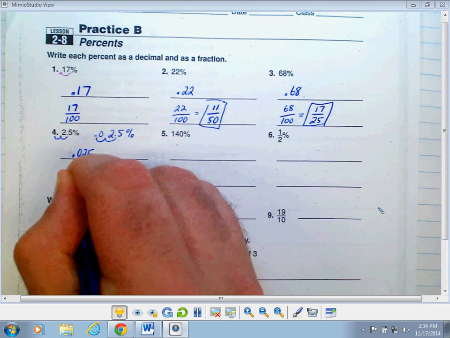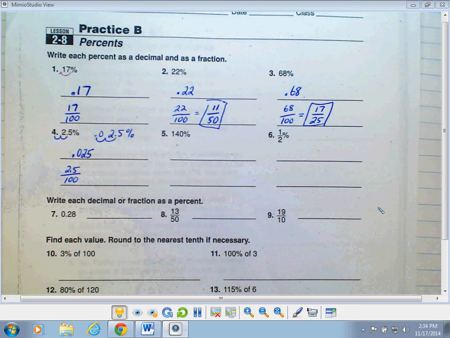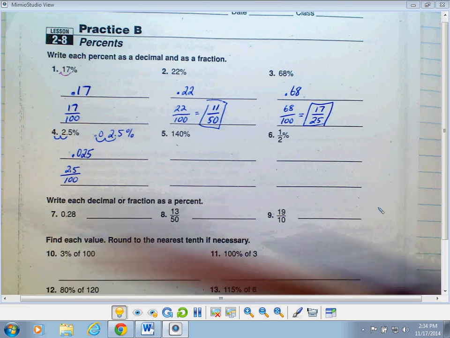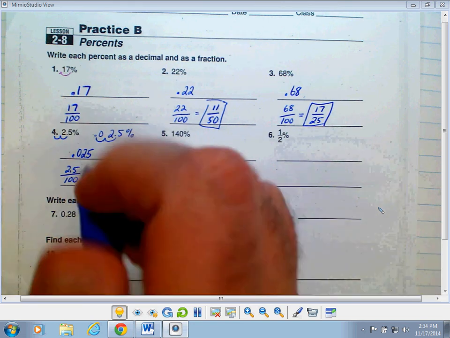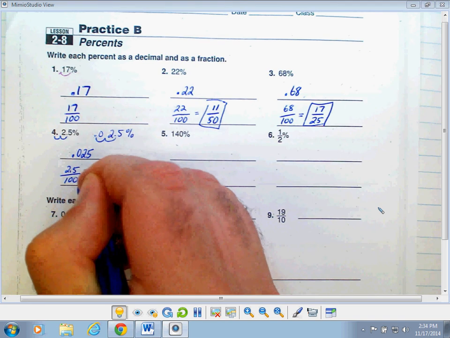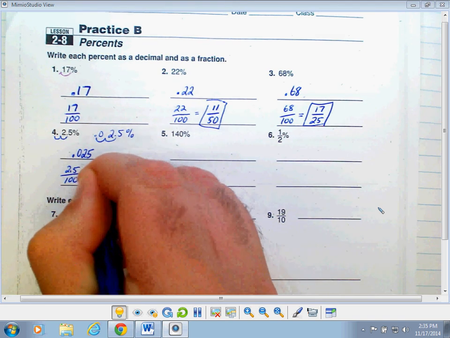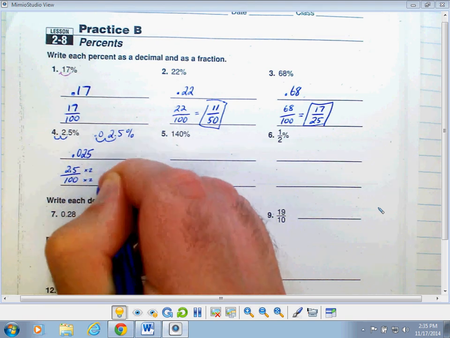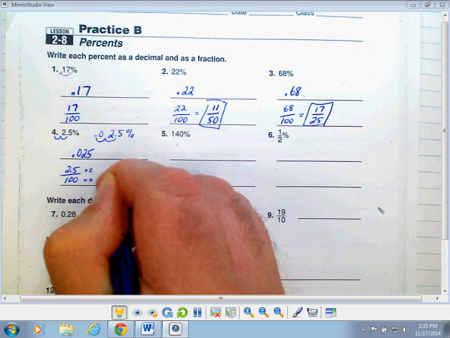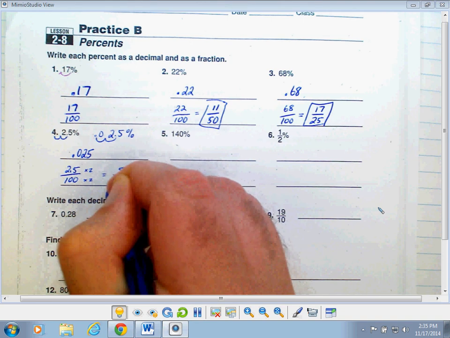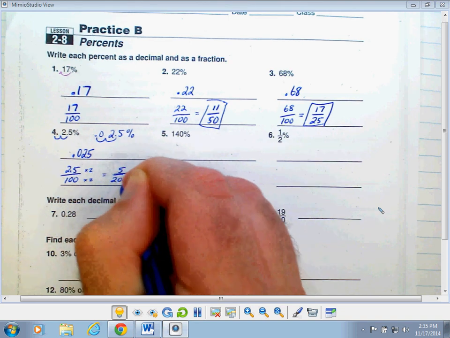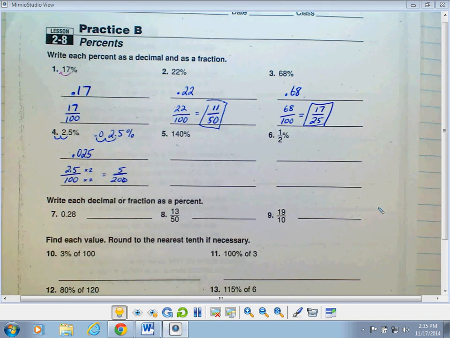And then as a fraction, we can start with the same idea, 2.5 out of 100. But I don't want a fraction with a decimal in it like that. So what I'd like to do is see if I can turn it somehow back into a whole number. A tactic I'm going to try is to multiply by 2 on the top and the bottom, which is going to make this 5 out of 200. So that gets rid of the decimal part and makes it a nice whole number.